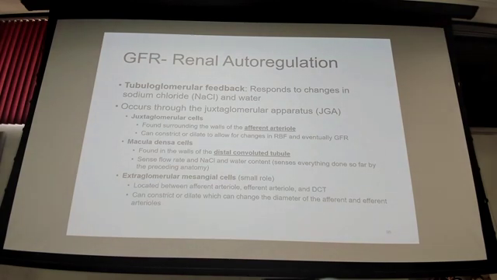Now, again, we're still in autoregulation, but now we're talking about tubuloglomerular feedback. Feedback from the tubules to the glomerulus, right? Adjusting GFR, adjusting what the glomerulus is doing based on what's in the tubules. Fair enough?